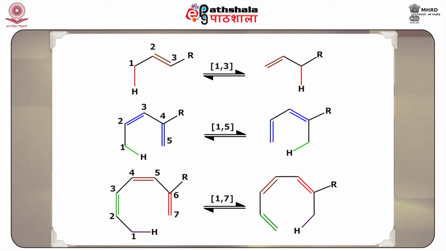As you can see in the following examples, the first is an example of a 1,3 sigmatropic shift. The second reaction is a 1,5 sigmatropic shift. The third is an example of a 1,7 sigmatropic shift.